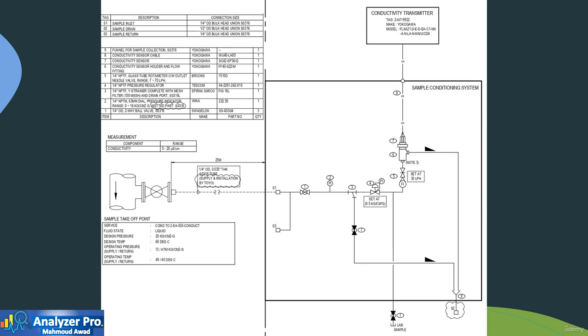This is an example of a sample conditioning panel for a conductivity transmitter. The liquid sample passes through a sample isolation valve, a pressure gauge, a strainer that acts as the bypass filter, a pressure-reducing regulator, a sample flow meter, then to a flow cell that has the conductivity sensor installed in it and has a sample inlet and outlet port, then the sample is disposed of through a funnel for sample collection and drainage. We also have a line for lab sample collection for comparison.